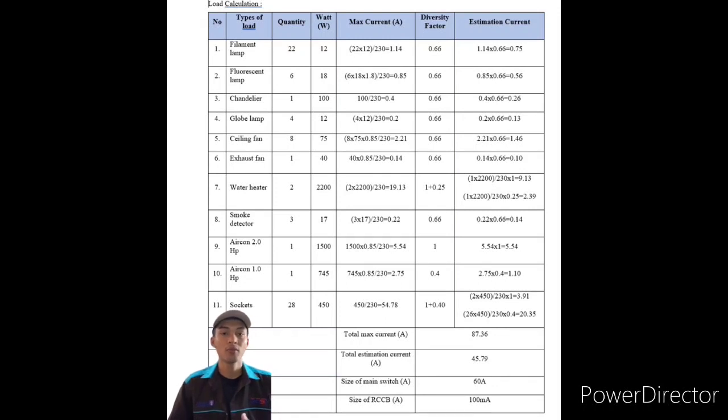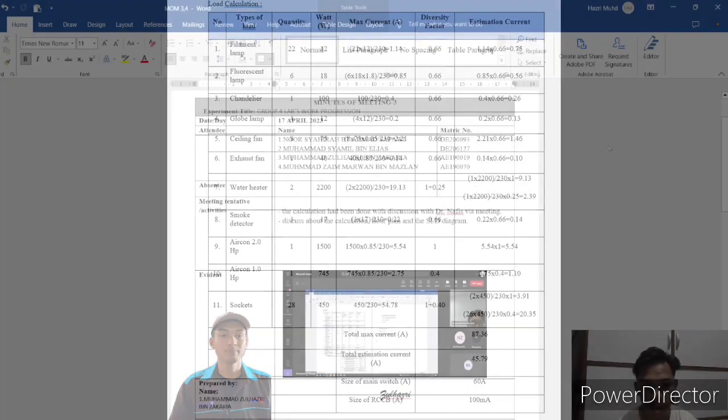And for the final, we get a total max current of 87.36 ampere, and the final total estimation current we get is 45.79 ampere. For the sizing of the main switch, we will choose 60 ampere, and for the size of the RCCB, we will choose 100 milliampere for this project. That's all from me. Thank you.